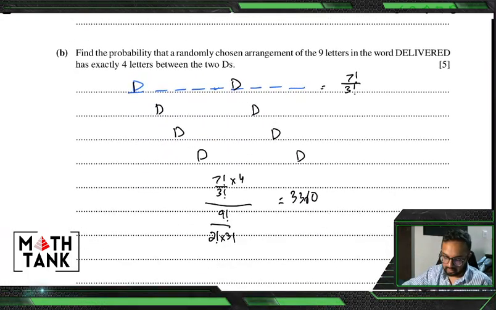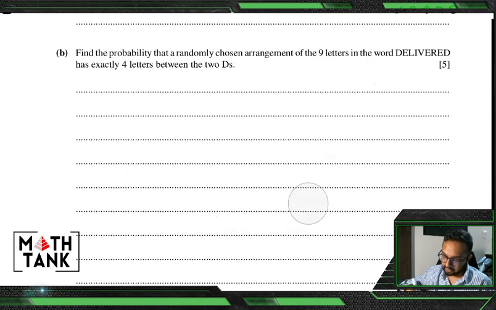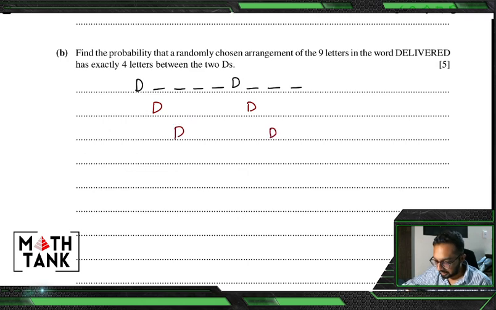Okay, then I seem to have solved this earlier, so I'm just going to erase that and come back and solve it again. Let's just find the probability that the randomly chosen arrangement of the 9 letters in the word delivered has exactly 4 letters between the two D's. So 4 letters between the two D's, 1, 2, 3, 4, D, and there were a total of 9, so I've written 6, 7, 8, 9. So there are other possibilities as well, that the D could appear in the second position, and then the other one has to move there as well, because I need exactly 4 between them. So D and then another D.